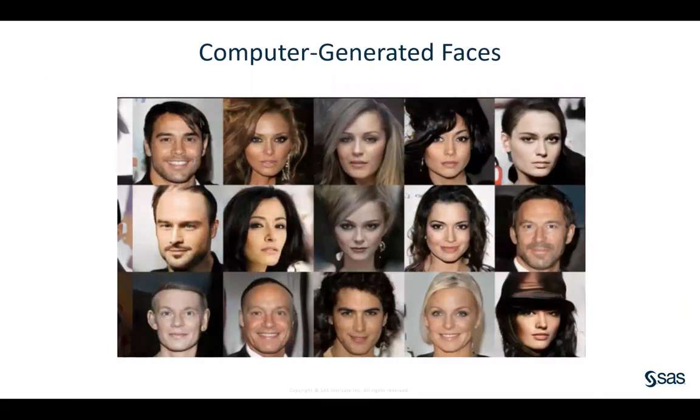Another application is in computer-generated faces. As recently as a few years ago, most AI-generated headshots looked like poorly done police sketches. But things have changed. The ones you see here are generated by NVIDIA's generative adversarial networks called StyleGAN, using a deep learning technique called style transfer. These faces look so real.